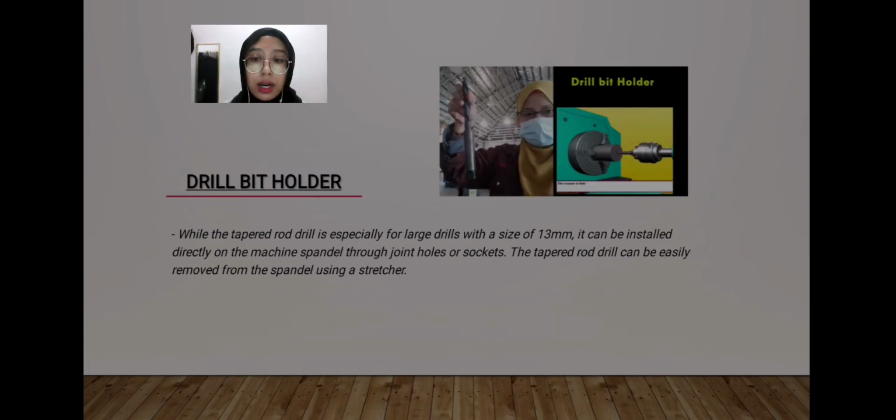Now, in the picture, as we can see, that thing we call as drill bit holder. While the tapered rod drill is especially for large drills with a size of 30mm, it can be installed directly on the machine spindle through joint holes or sockets. The tapered rod drill can be easily removed from the spindle using a stretcher.